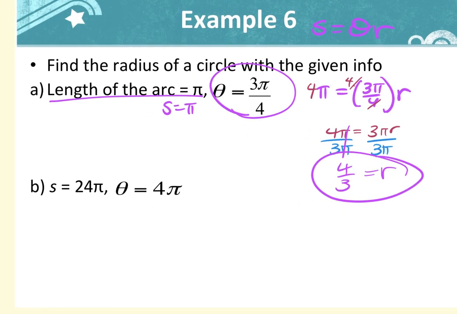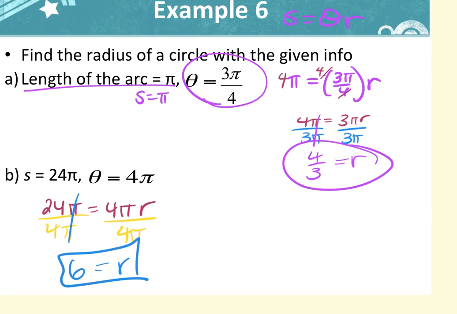And then B, S is 24 pi. Theta is 4 pi. So if S is 24 pi and theta is 4 pi, I again can divide them both at the same time. And the pi's cancel, and I get R is 6. Questions?